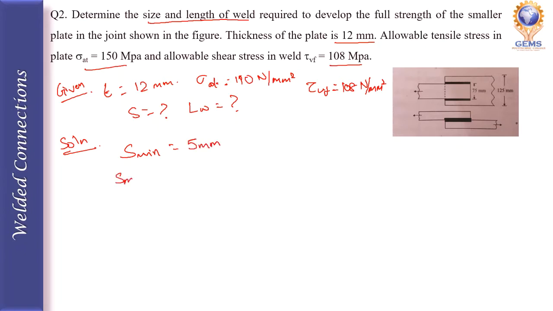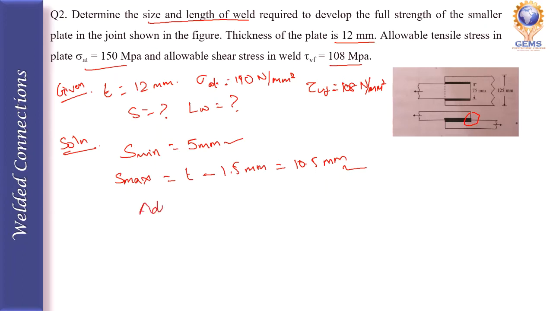What is the S max? S max is T minus 1.5 if it is a square edge, or 3/4 of T if it is a round edge. See in the diagram, it is a square edge. So S max will be T minus 1.5 mm, so it will be 10.5 mm. So the minimum should be 5 mm, maximum 10.5 mm. So we have to adopt any value between 5 and 10.5.